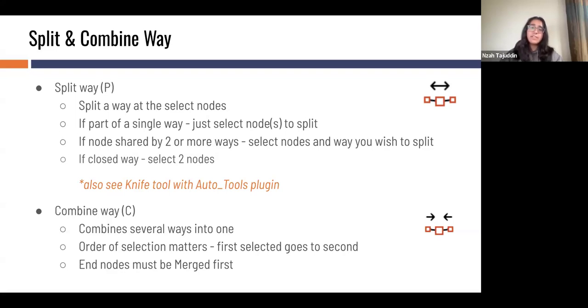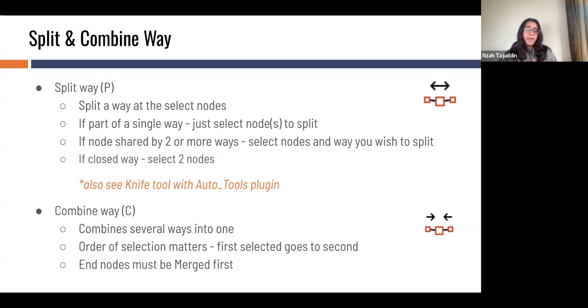If it is part of a single way, just select the nodes that you want to split. If the node is shared by 2 or more ways, select the nodes and the way that you wish to split. If it's a closed way, you just select the 2 nodes. If you have the Auto Tools plugin, you can use a knife tool for this as well, but we won't be demoing that today.